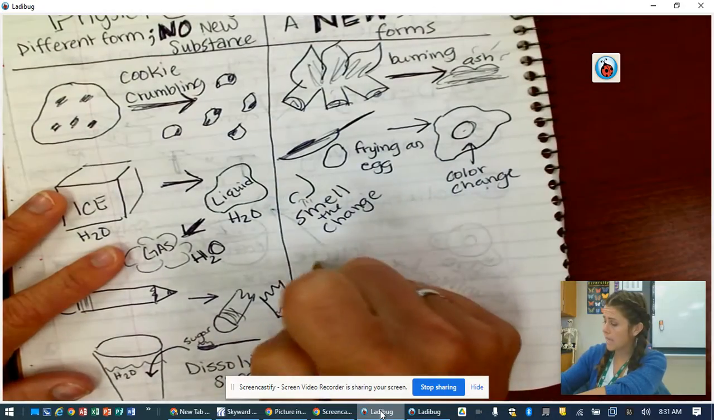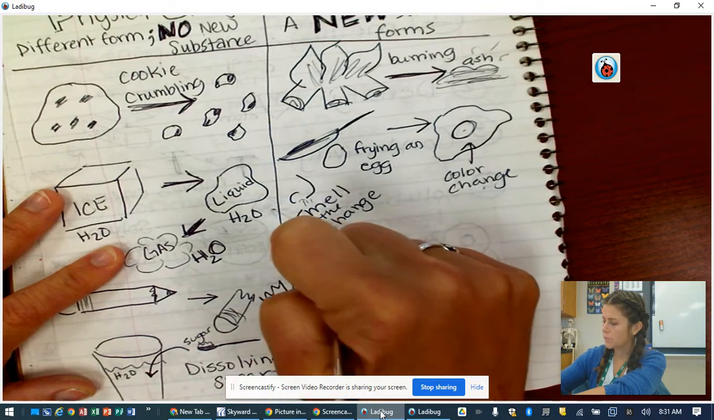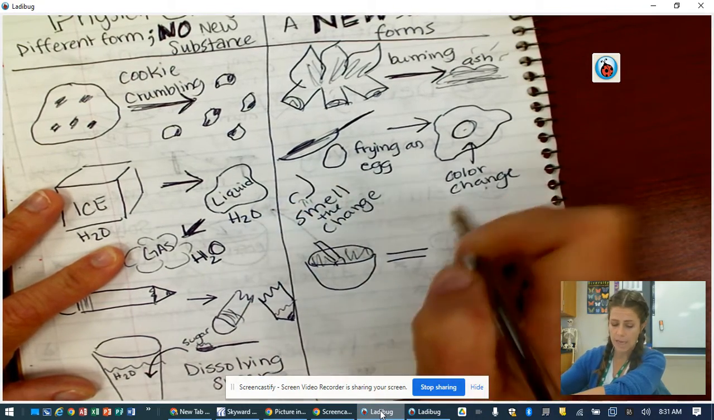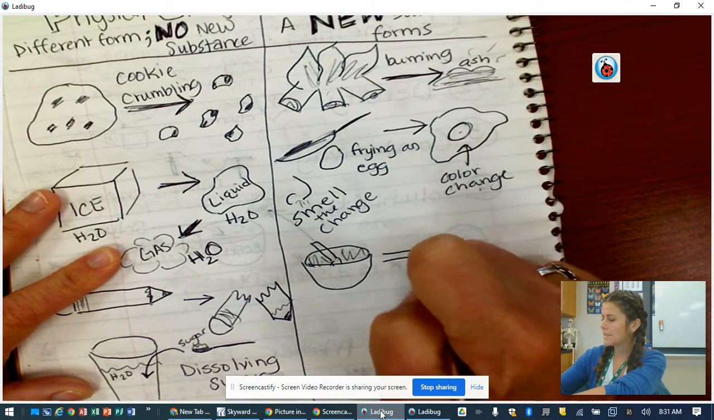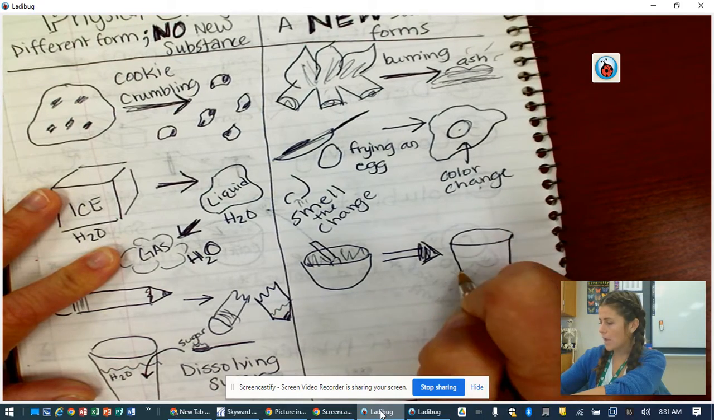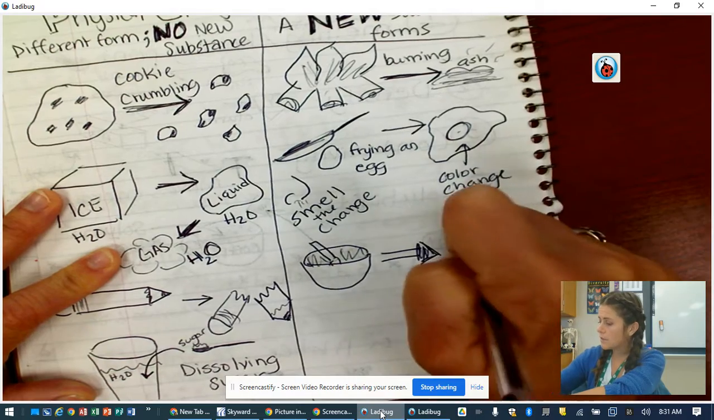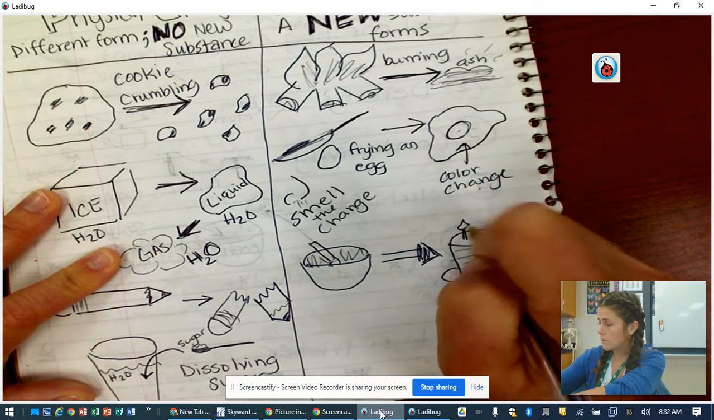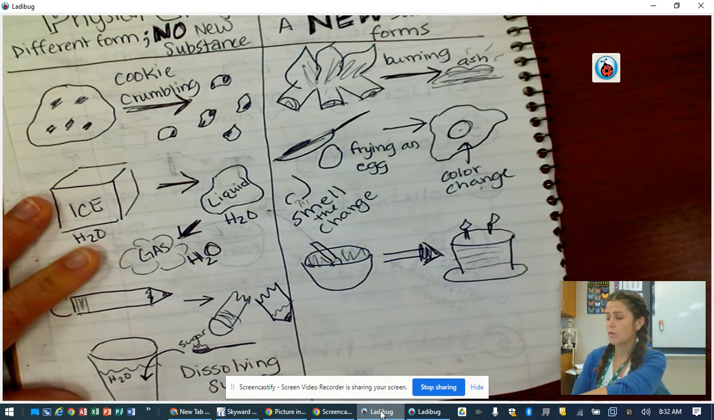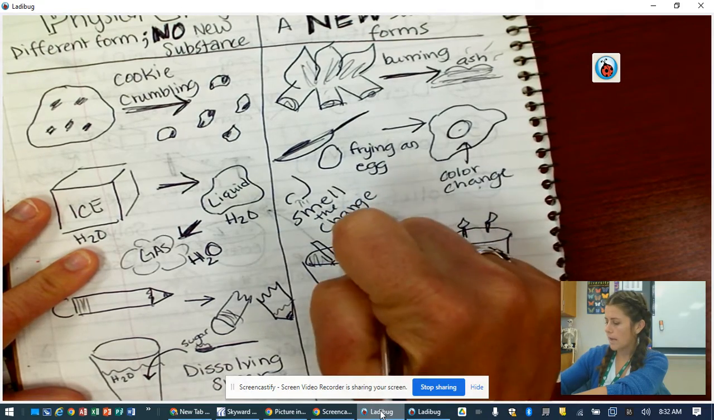All right, so then baking a cake. When you're looking at baking a cake, think about the things you put in the mixture. When you bake a cake, you can't easily separate the different components of a cake back into what they originally were. Also, when you bake a cake, you smell it baking. And so it's going to be a chemical change. So I'm going to put baking a cake.